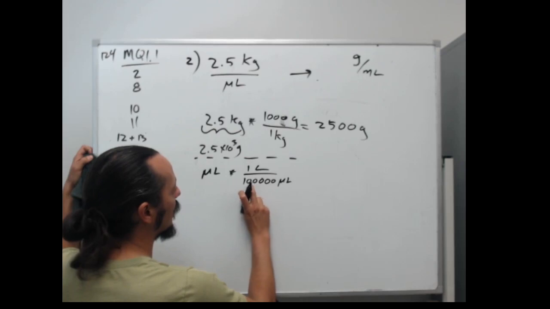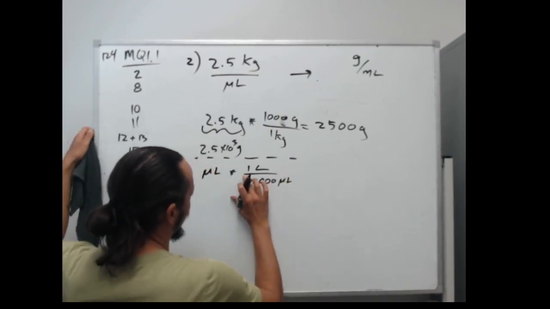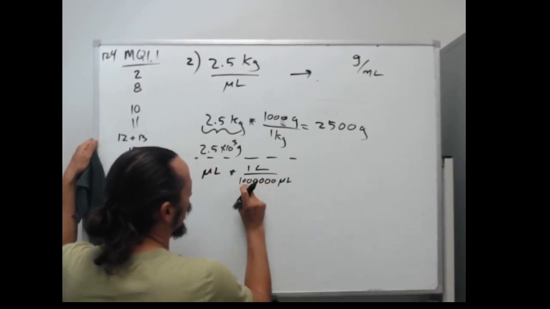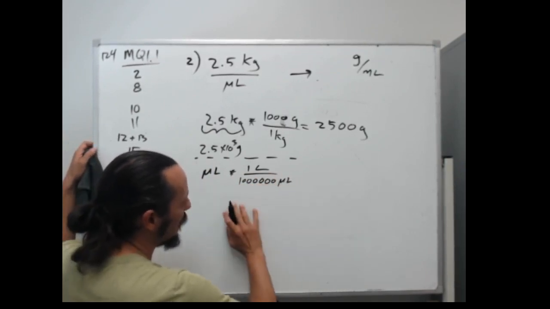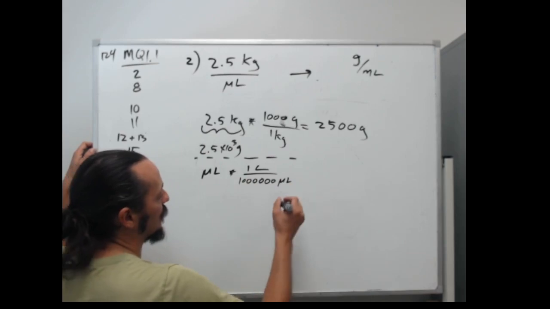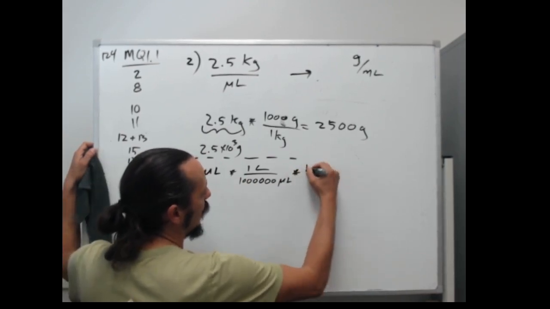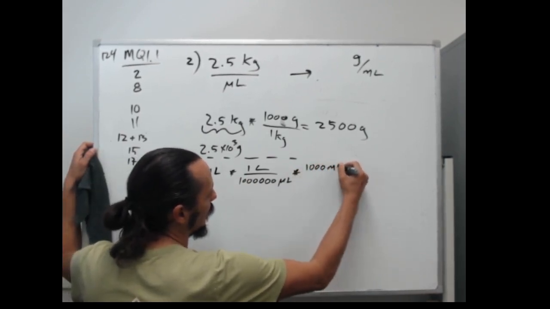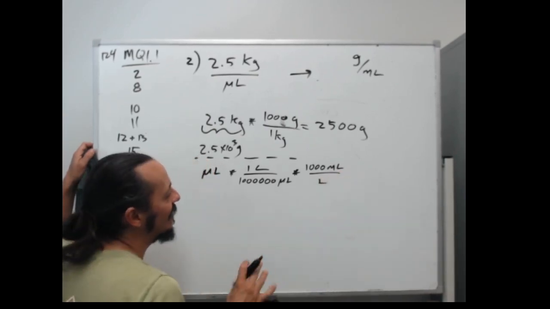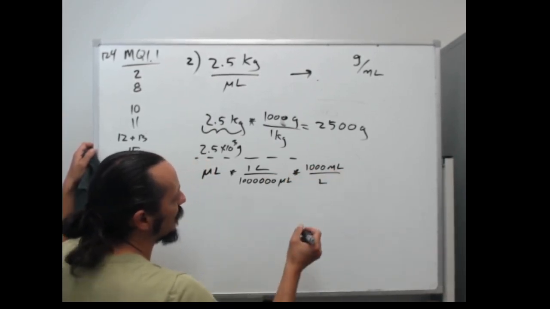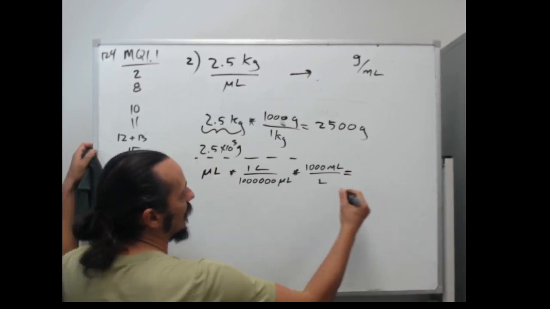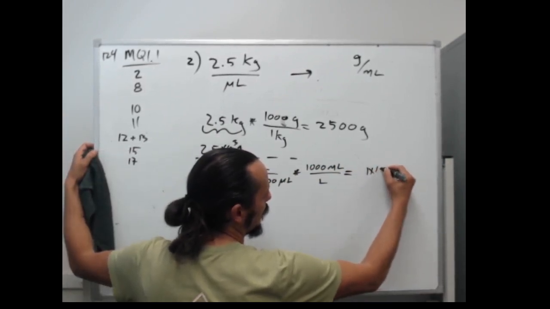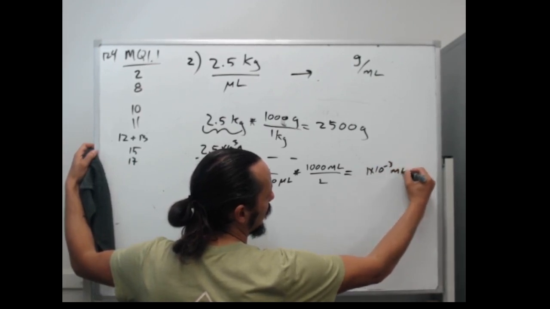That's 1 followed by 6 zeros. And again, scientific notation is a little bit easier. We'll look at that in just a moment. And then 1,000 milliliters per liter. Yeah, it is just a factor of 1,000. So you can see a bunch of the zeros are going to cancel out, and we'll end up with 1 times 10 to the minus 3 milliliters.